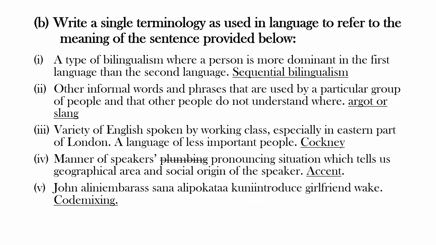Question B. Write a single terminology as used in language to refer to the meaning of the sentence provided below. Roman 1. A type of bilingualism where a person is more dominant in the first language than the second language. This is sequential bilingualism.